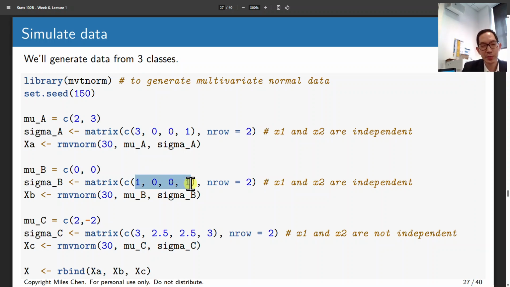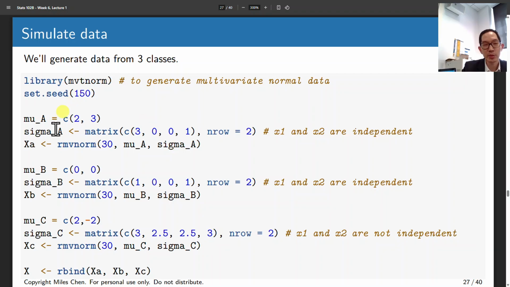The variance matrix for class B is the identity matrix, 1, 0, 0, 1. And so we have variance 1 for x1 and variance 1 for x2. And then here for class C, we have 3, 2.5, 2.5, 3. So we have a lot of covariance between x1 and x2, okay? And we have variance 3 for x1 and variance 3 for x2.